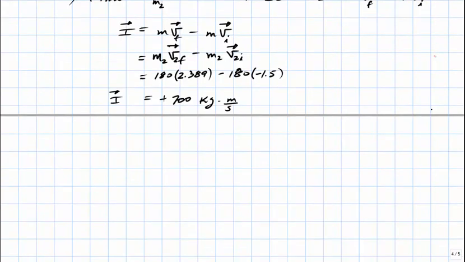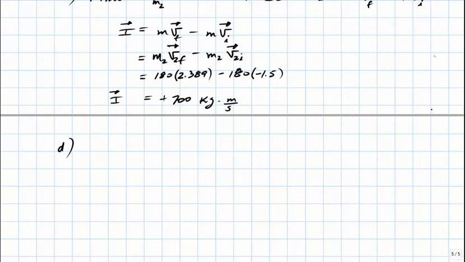Now, what is the significance of the positive sign? The positive sign indicates that the impulse is directed towards the right, and it's delivered by M1, which was traveling towards the right, onto M2. Let's take a look at the final part of this problem.